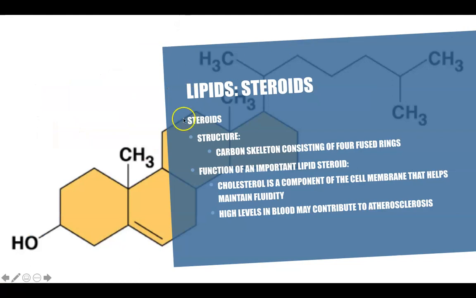Last type of lipids, again, are steroids. When you see these 4 fused rings, which can have other constituents coming off of it, the key is to look for these 4 fused rings, which is the basic carbon skeleton, and this is going to create the backbone for our lipid steroids. And we do have protein steroids as well, and they have a different structure. So when you see these 4 fused rings, you need to think lipid steroid.